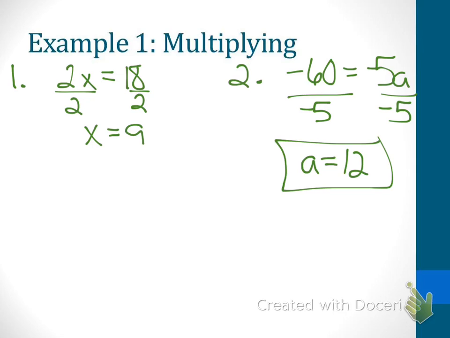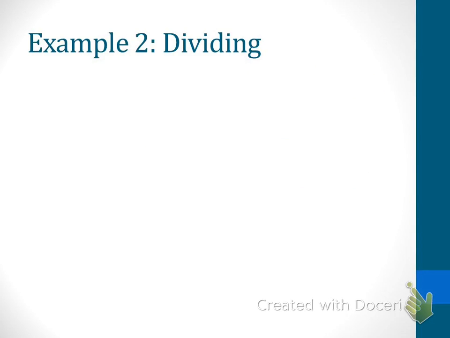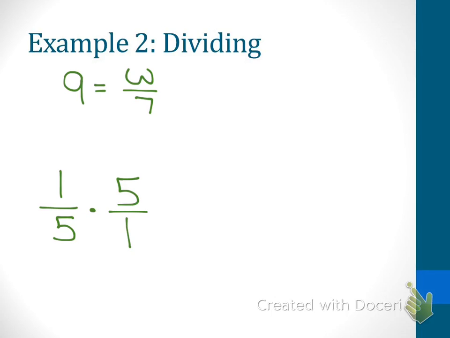Good job. All right. Now in example 2, we're just dividing. Okay. So in example 2, I have 9 equals w over 7. Well, before we can solve this, I need to teach you what a reciprocal is. A reciprocal is when I take a fraction like 1/5 and I multiply it by its opposite. I flip the fraction. Well, if I flip this fraction, it becomes 5 over 1. And the whole goal here is that everything cancels down to 1. Well, that's what I'm trying to do here when I'm solving a division equation. I'm trying to get everything to cancel down to just 1, so it leaves my variable by itself.